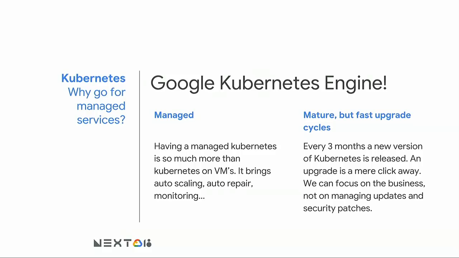So in hindsight, going to Kubernetes Engine was really a lifesaver, because then we could focus on those problems. Because having a managed service is not just running Kubernetes on a few VMs. No, it brings autoscaler, auto repair, monitoring, all out of the box. And with the 3-monthly release cycle of Kubernetes, the newest version of Kubernetes is just a click away. Like I do an upgrade of the cluster to a new version in a meeting.